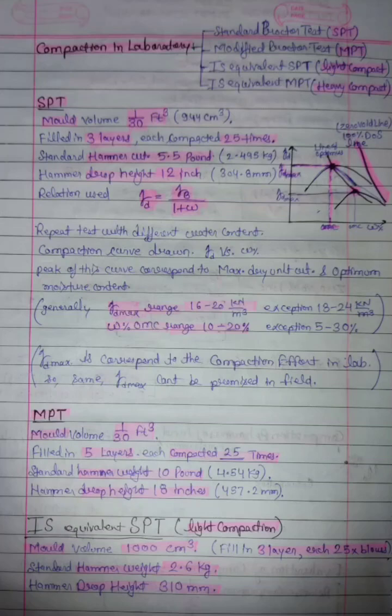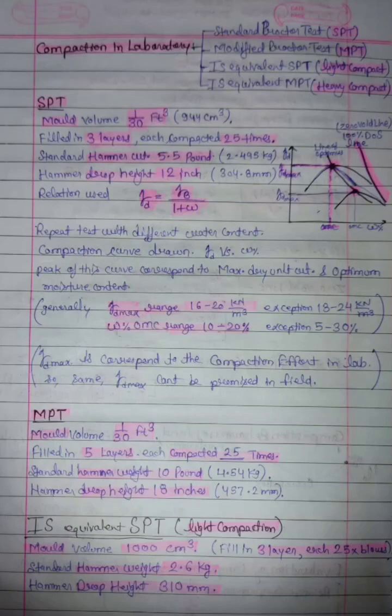Generally, maximum dry unit weight ranges from 16 to 20 kilonewton per meter cube for most soils. In exceptional cases, the range goes from 13 to 24 kilonewton per meter cube. Similarly, for most soils, the optimum moisture content ranges from 10 to 20%. In exceptional cases, it goes from 5 to 30%.